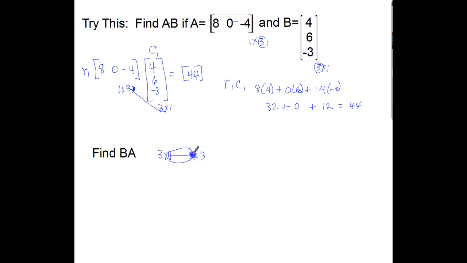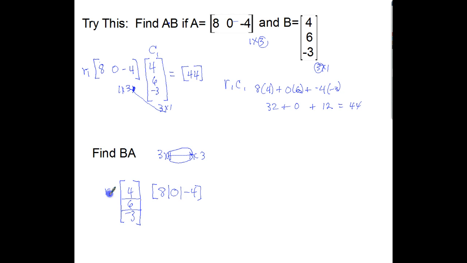And is it possible? Yes. What would you have if you did this? You'd get a 3 by 3. So here the answer is going to be significantly larger than what the problem is. Well, let's take a look at it. So we put B on the left. So it's 4, 6, negative 3. And we put A on the right, 8, 0, negative 4. Now, what do we do with the one on the left? Break it up into rows. What do we do on the one on the right? Break it up into columns.